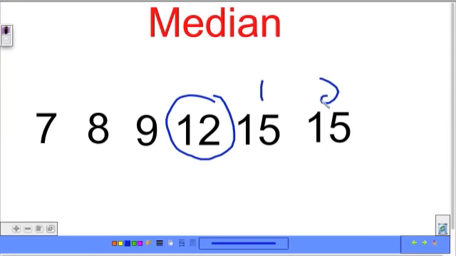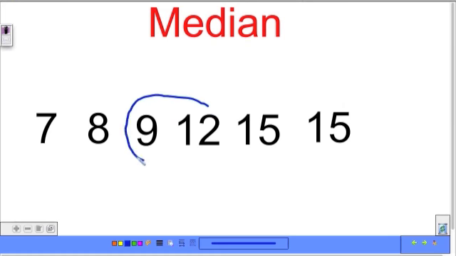Well, I got 1, 2 on the right, but then I have 1, 2, 3 on the left. So there isn't just one number in the middle for this particular set. When this happens, and this usually happens when you have an even amount of data, so I have 6 numbers here, that means you're going to have 2 numbers in the middle. So there's a 9 and a 12 in this data set that are in the middle. And that means I have 2 numbers to the right, and 2 numbers to the left.